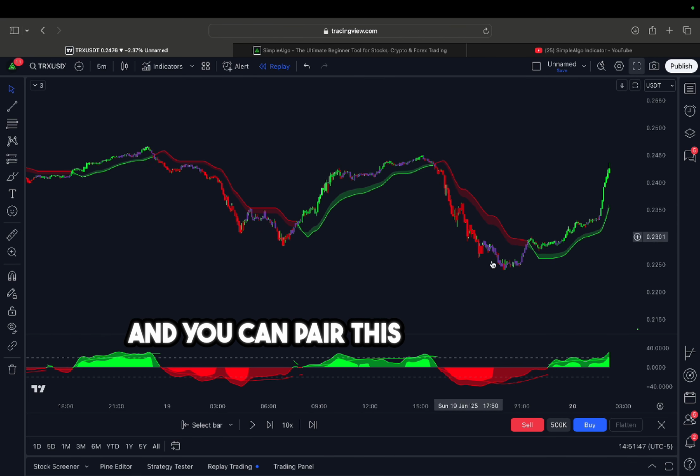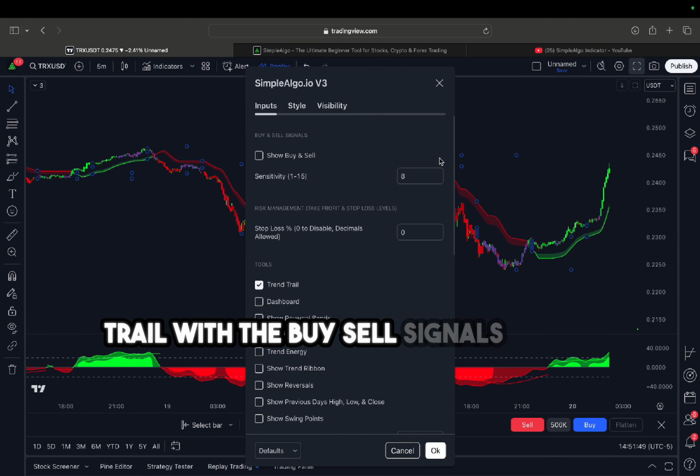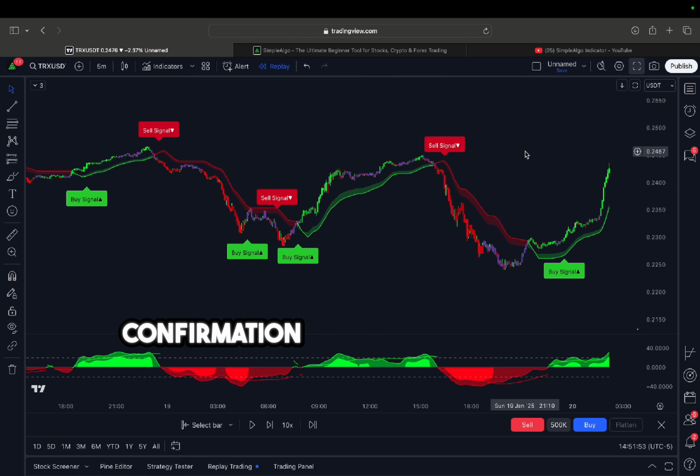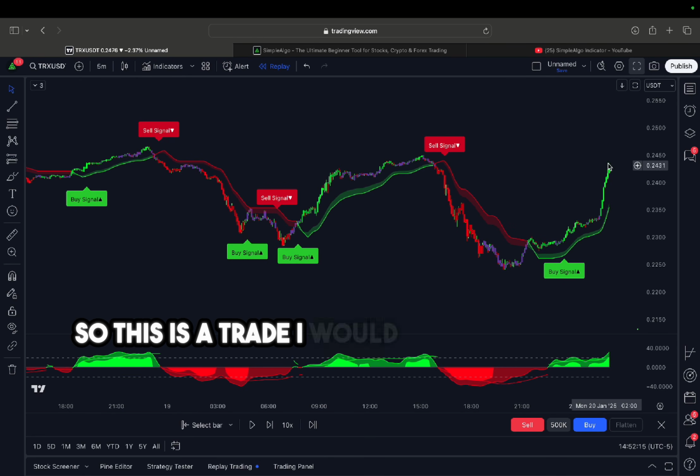And you can pair this trend trail with the buy-sell signals and use the trend trail as confirmation to find better trading opportunities. So for example, right here, you can see that the candles were trading above the green trend trail and we had a buy signal. So this is a trade I would normally take.